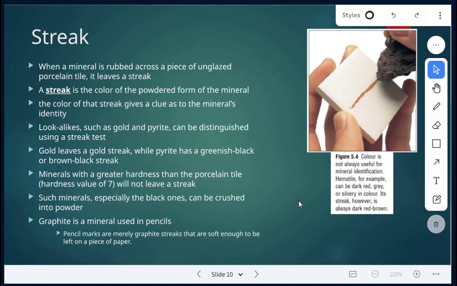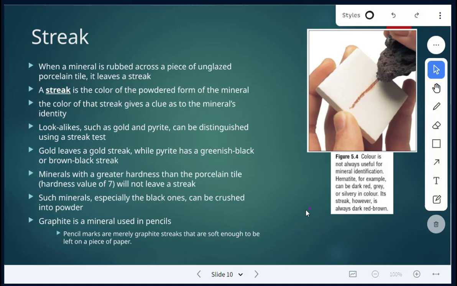Minerals that have a greater hardness than the porcelain tile, so if they have a hardness value of 7, they will not leave a streak. Such minerals, especially black ones, they can be crushed into powder. Graphite, that's a mineral that's used in pencils. So pencil marks that we use when we're writing with pencils, they're just graphite streaks that are soft enough to be left on a piece of paper.